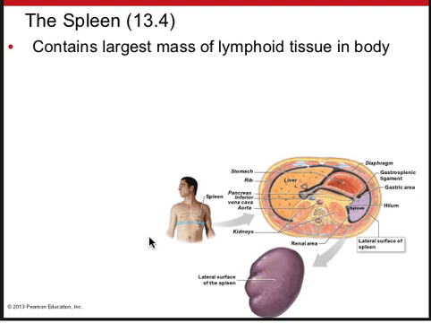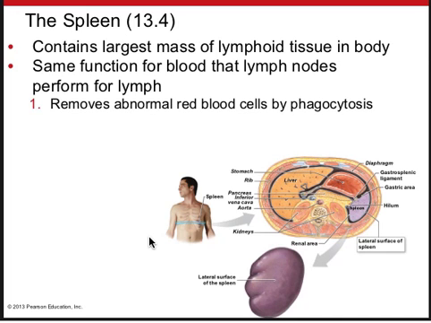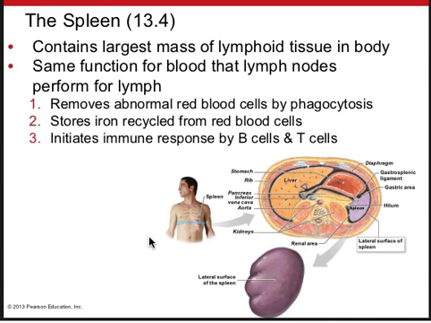The spleen is the largest mass of lymphoid tissue in the body. It has the same function for blood that the lymph nodes do for lymph. They remove abnormal red blood cells by phagocytosis. It also stores iron recycled from RBCs, and it initiates immune response by B and T cells.